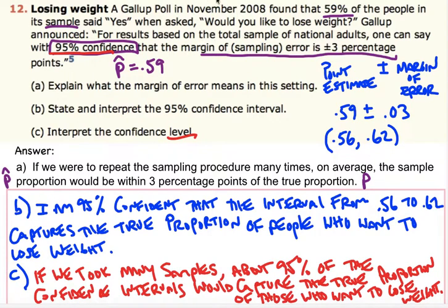Interpreting the confidence interval is where you're saying, I'm pretty sure that the true proportion is somewhere between here and here. So you have to figure out those numbers. And again, this is the main formula up here.